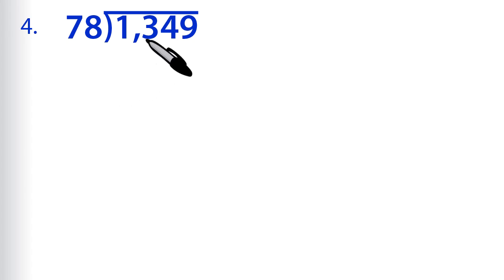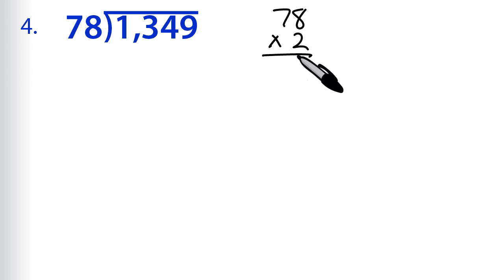For problem 4, we have 1,349 divided by 78. So we'll get our multiples of 78 here. Let's see, we'll start with 78 times 2, as we often do, because that's a pretty straightforward thing to do, is to double something. Although 78's not as obvious for doubling as others. You do have to do it digit at a time, unless, well, some of you won't, but so 2 times 8 is 16, and then 2 times 7 is 14 plus that 1, so 156.